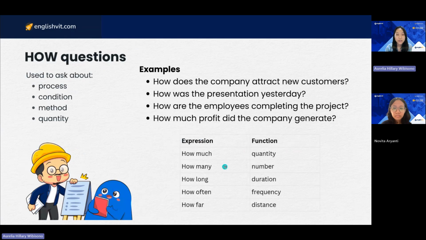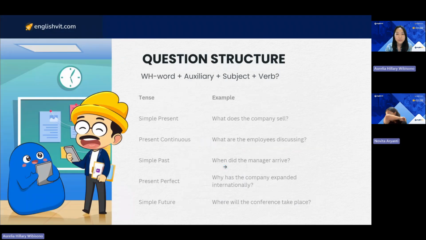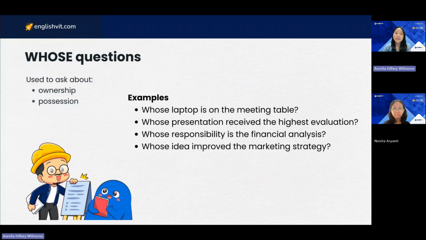And wait, this one is the last, right? No, no, no. Which, how, and what else? Okay. Whose? Used to ask about ownership or possession. Whose laptop is on the meeting table? Barbara's laptop. Whose presentation received the highest evaluation? Leah's presentation.